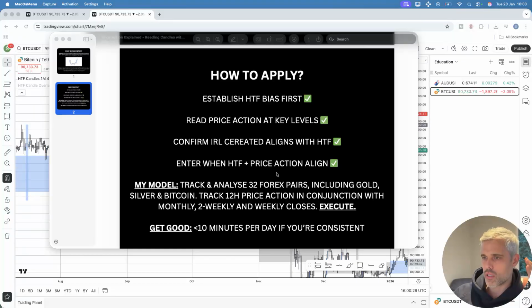So my model is I'm doing this for over 32 Forex pairs, including gold, silver, Bitcoin, and I'm tracking 12-hour price action in conjunction with monthly, 2-weekly, and weekly closes. And then I just execute. And when you get good at this, you can do it in 10, 15 minutes a day, and then just get on with your day.